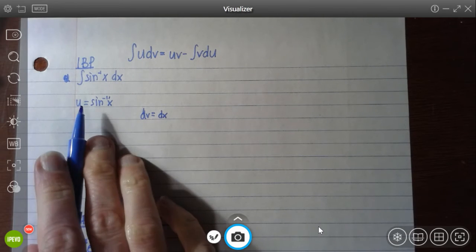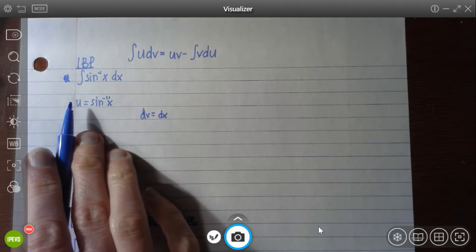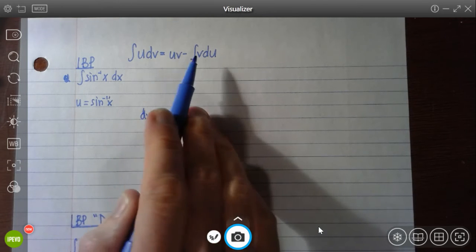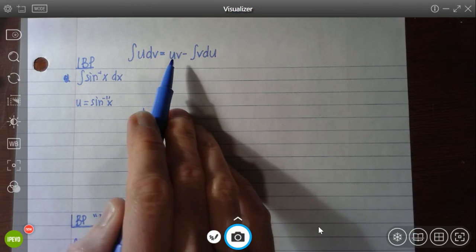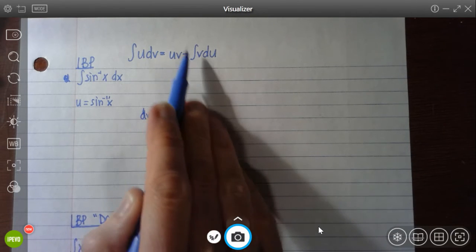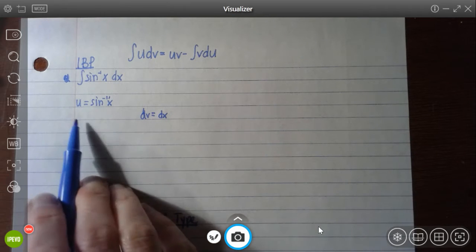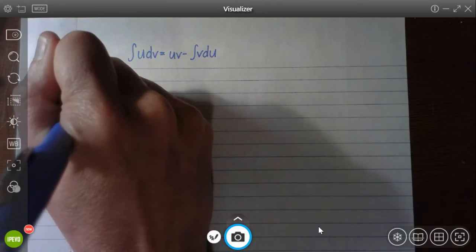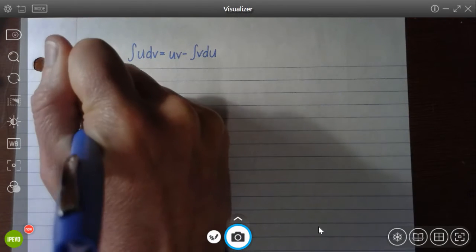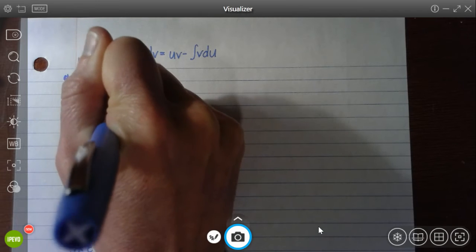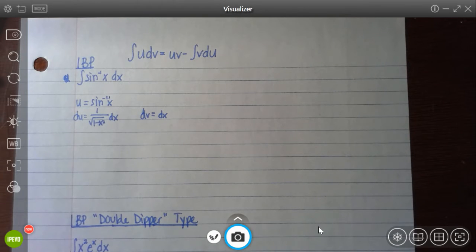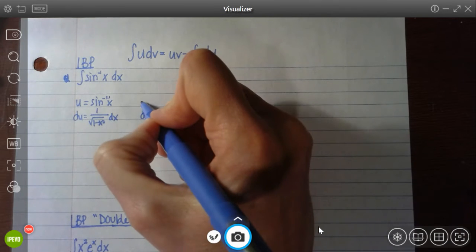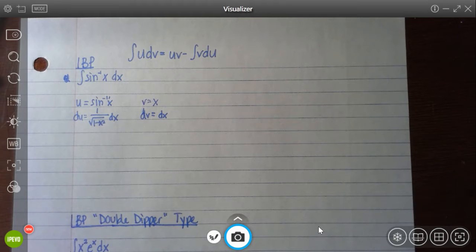Now, once we identify our u and our dv, we're going to differentiate the u and anti-differentiate the dv so that we can get the pieces we need for our integration by parts formula. So we need uv minus the integral of v du. So du is the derivative of the inverse sine, which is just going to be 1 over the square root of 1 minus x squared dx. And then if dv is equal to dx, then v, our antiderivative, is just equal to x.